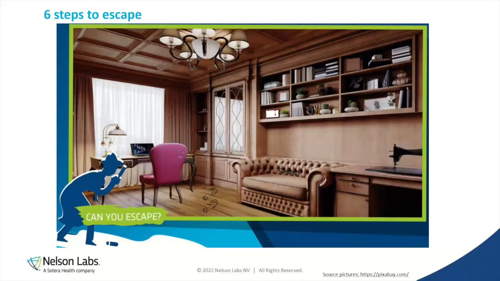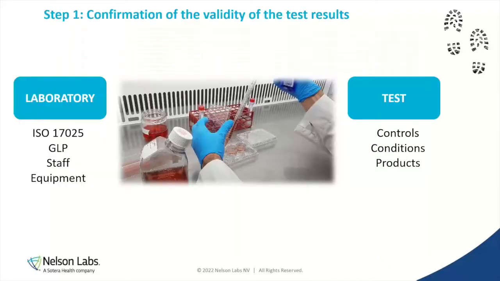Just looking. Yes, the easiest one, the first clue is right on the floor. It's the footprints. And every time you're locked up in this room because of a cytotoxicity failure, you should ask the first question: are the results that I've received, is this fail really a fail? So you have to have confirmation of the validity of the test results.